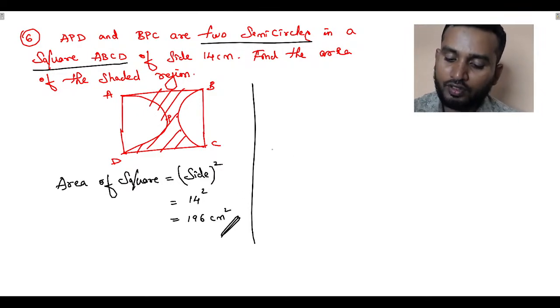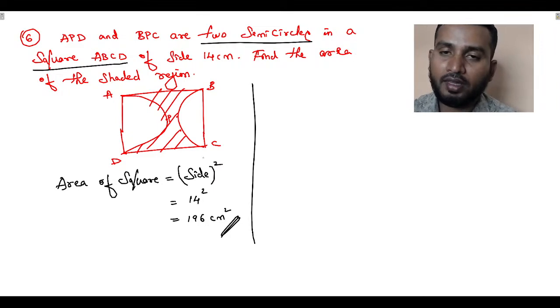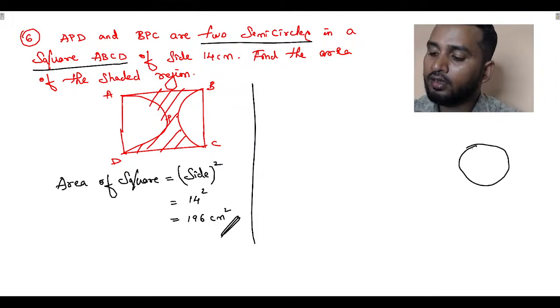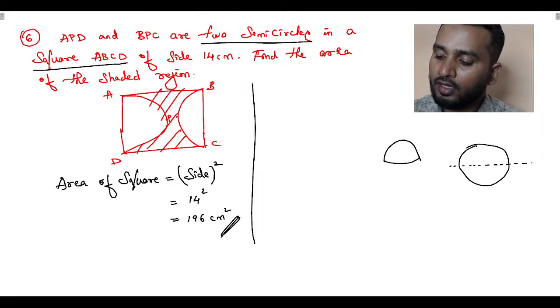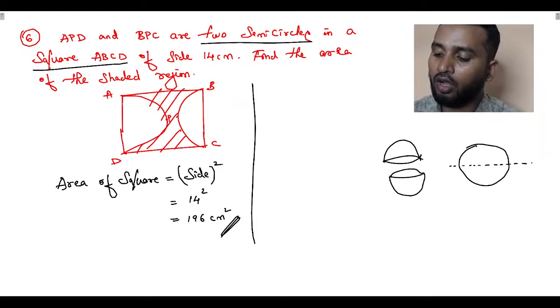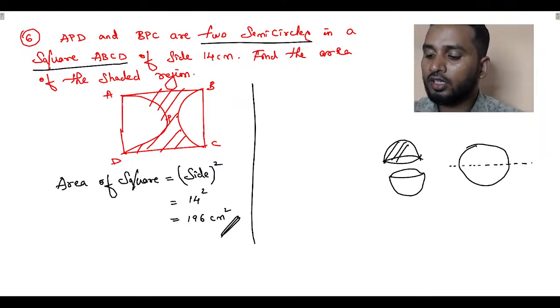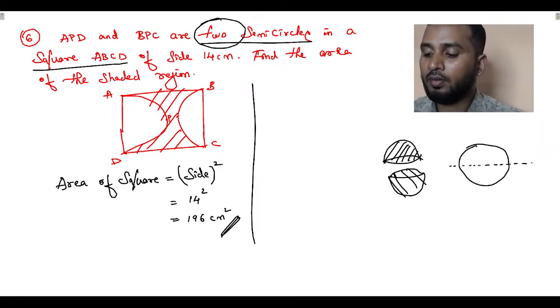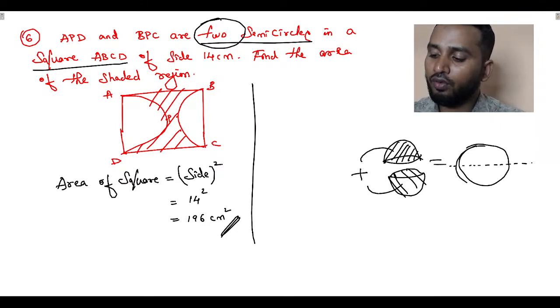After finding the area of the square, we know that APC and BPC are semicircles. That's nothing but, if this is a circle, if we cut this circle into two equal parts, then this is one half of the circle and this is the other half of the circle. So this region is called a semicircle, half circle, correct? Now here how many semicircles are there? Two semicircles, this is one semicircle and this is one semicircle. If you add these two semicircles, then it becomes a full circle.